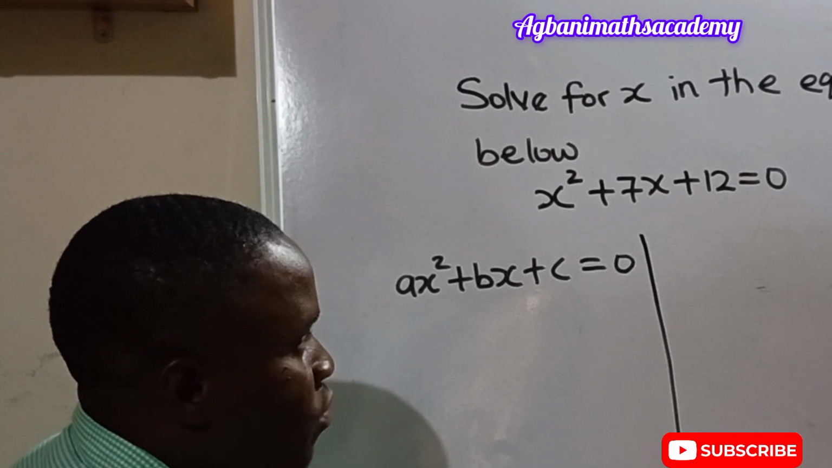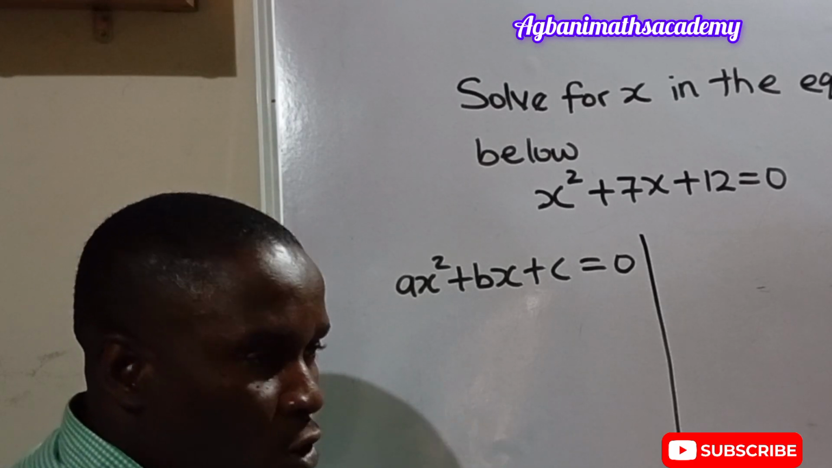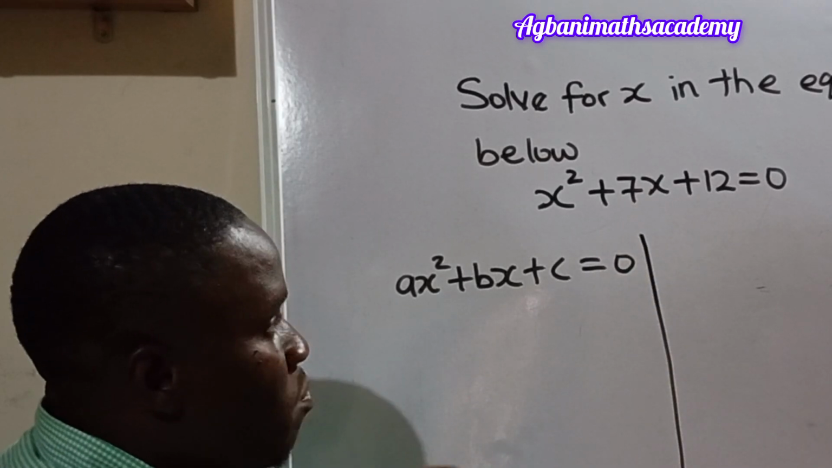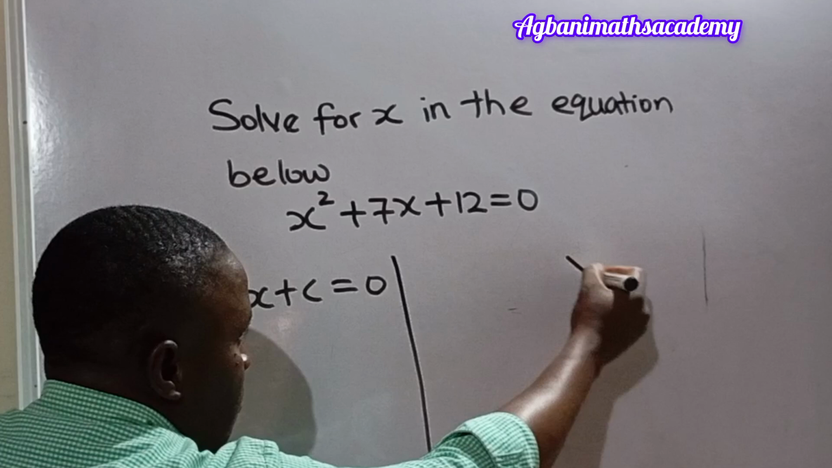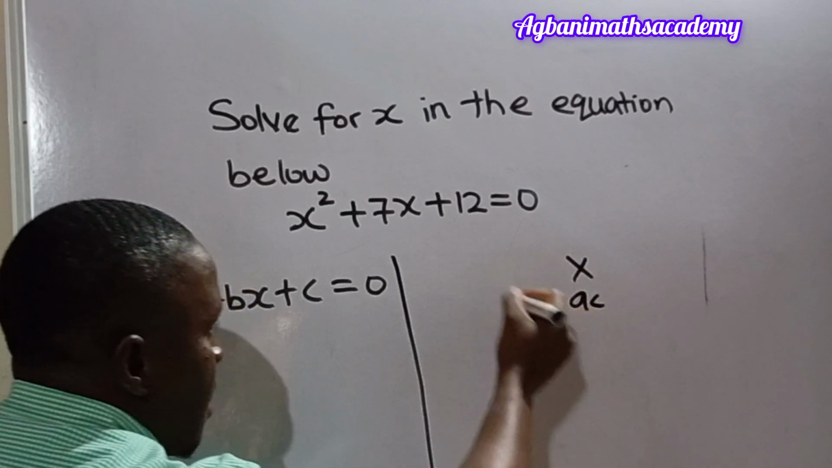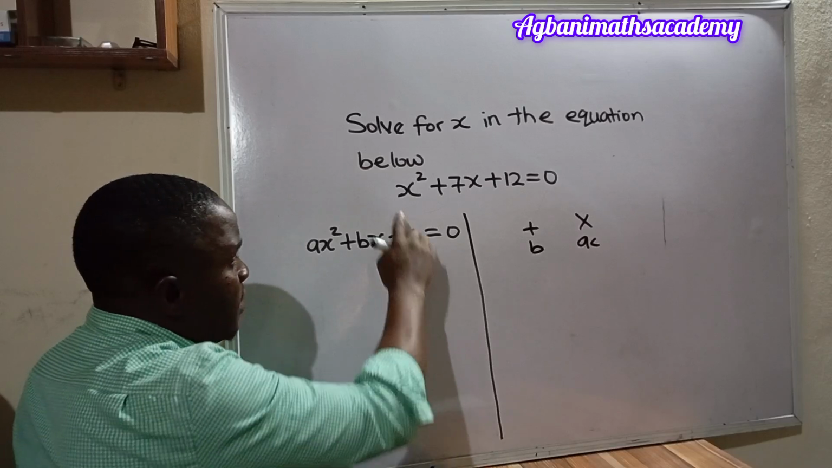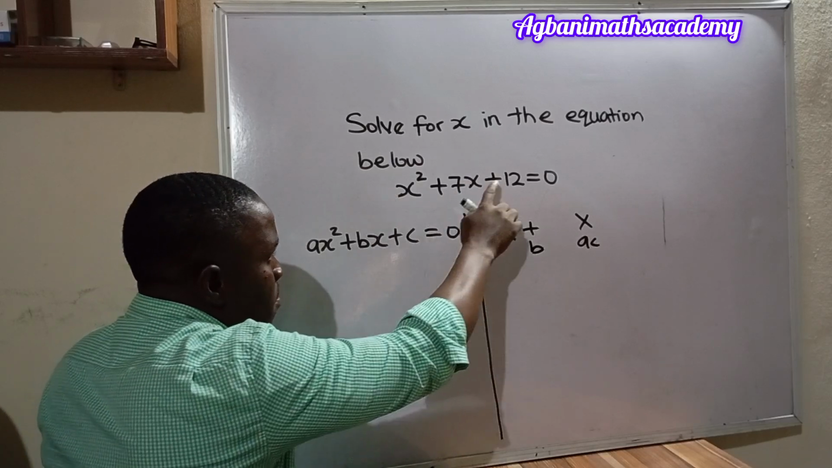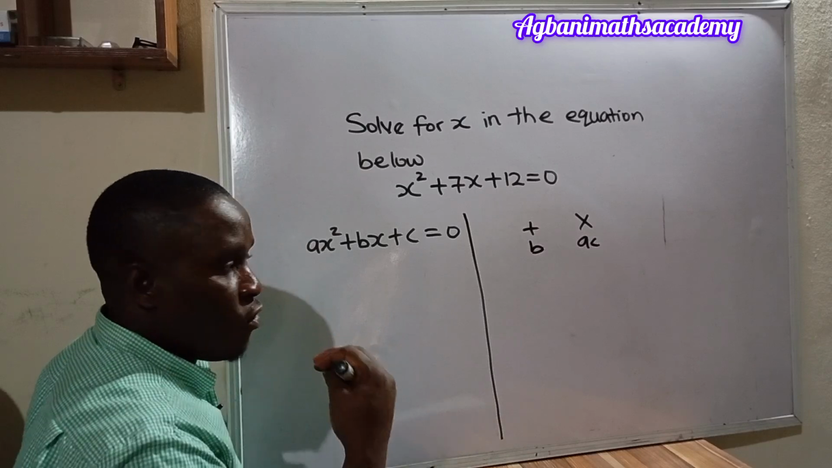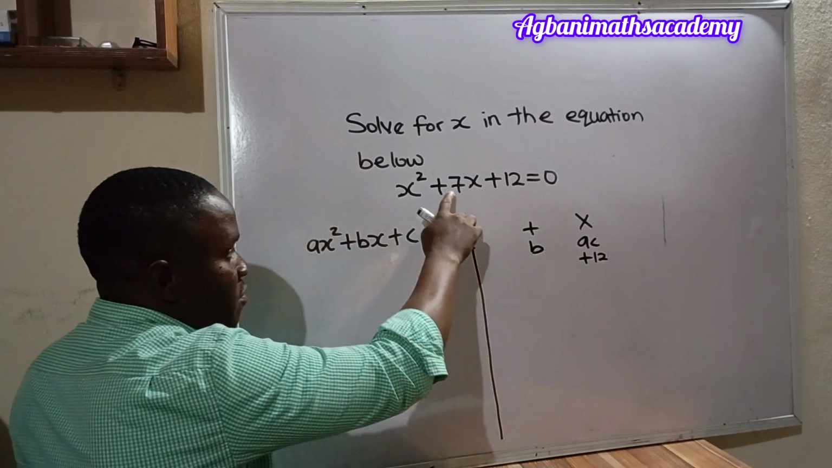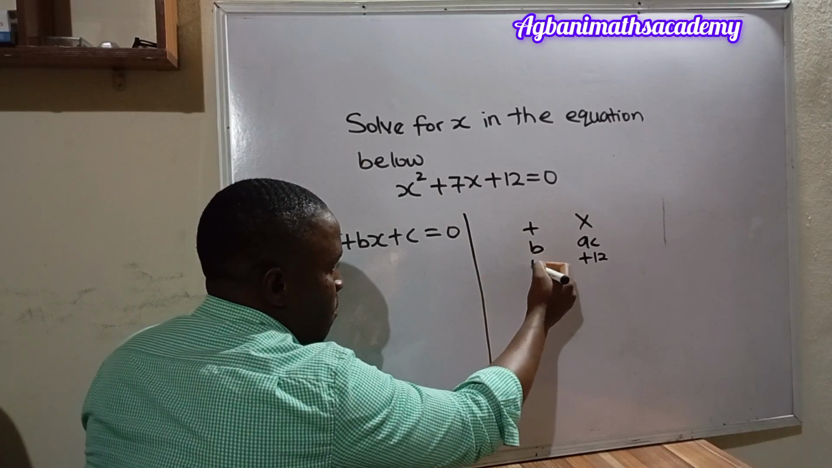So the first thing we are going to do is find two numbers. Remember, we are trying to replace this. We are going to look for two numbers that will multiply to give us AC and add to give us B. So what is AC? AC is plus 1 multiplied by plus 12, and that will give us plus 12. So our AC is plus 12, and our B is plus 7.